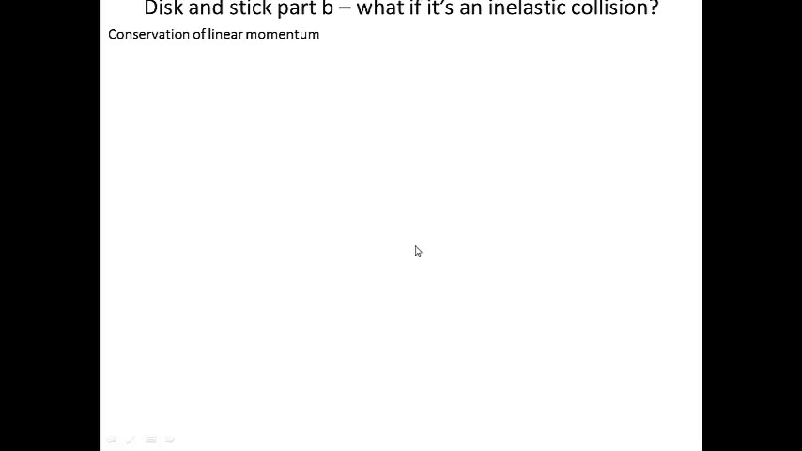So let's start out again with conservation of linear momentum. So now we have the two masses sticking together. This VCM just means the speed of the center of mass. So we've got 2 times 3, mass of the disk times the initial speed of the disk, the two masses added together. The speed of the center of mass will end up being 2 meters per second.